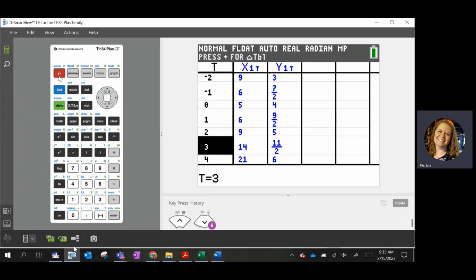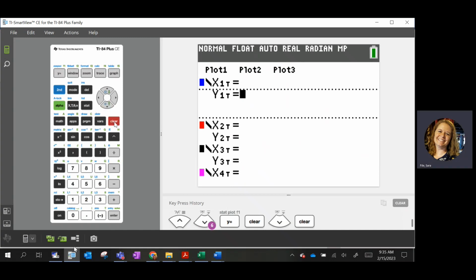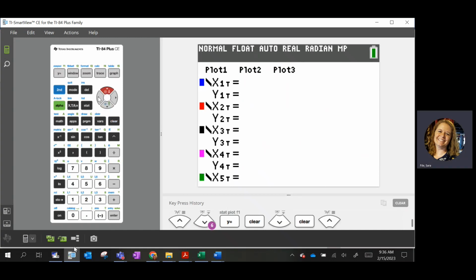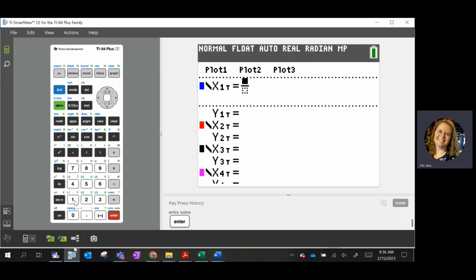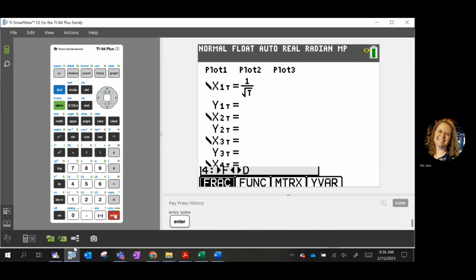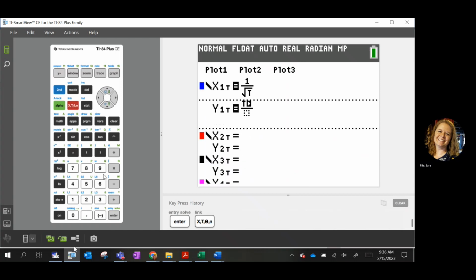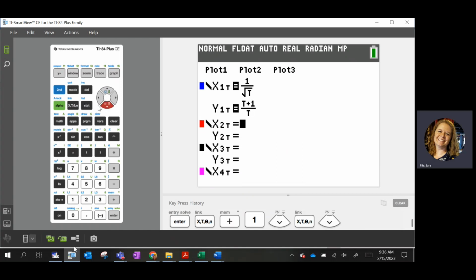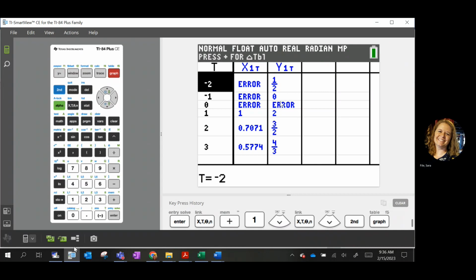But when I go to y equals, and I put in my parametric equations, which were 1 over the square root of t and t plus 1 over t. Okay, I'm going to go to my table of values. Notice I'm getting errors here in my table for size. Why do you think that might be?